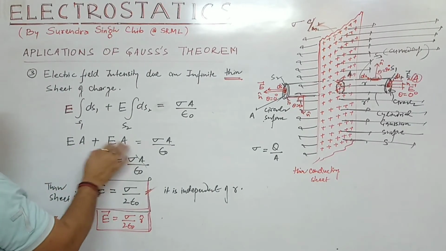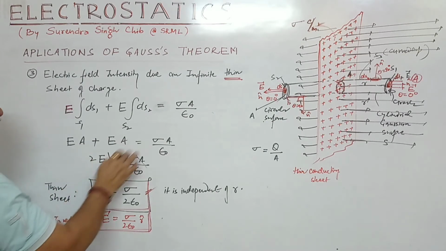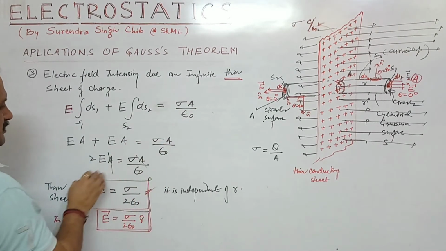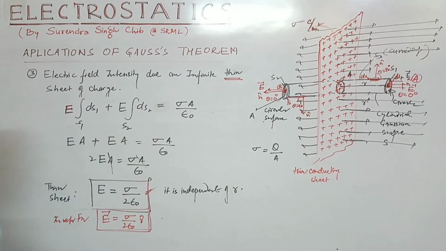Area will be the same. It is 2 times EA, sigma A upon epsilon. EA cancels, we get this expression. And this is for the thin conducting sheet. And this expression remains the same for thin insulating sheet also. Answer will be the same.